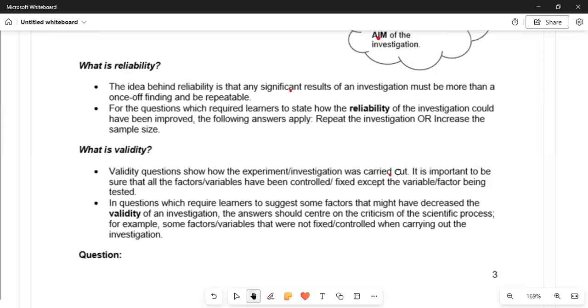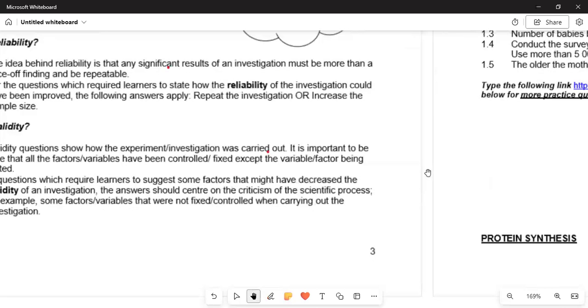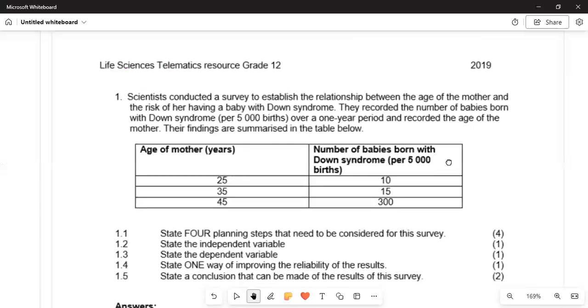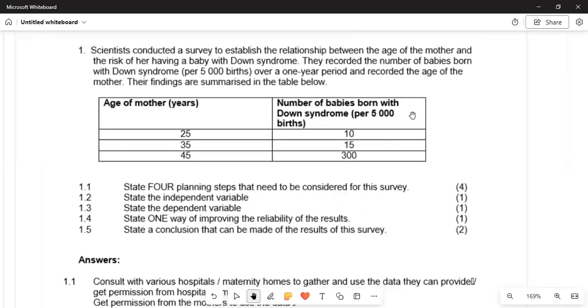Okay, then let us move to the question. This is the last one, so that we see what it is that we are talking about. We are given instructions: scientists conducted a survey to establish the relationship between the age of the mother and the risk of having a baby with Down syndrome. We have seen that this is what is trending right now.